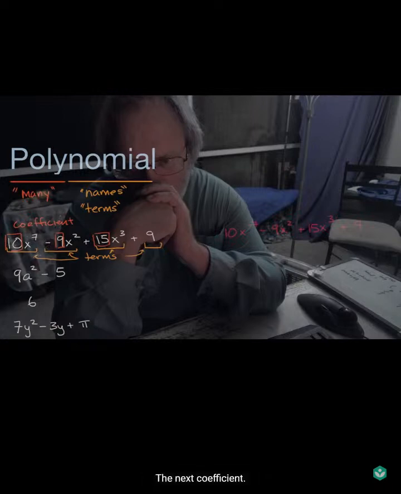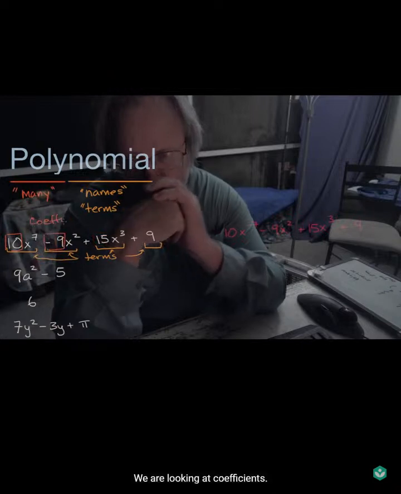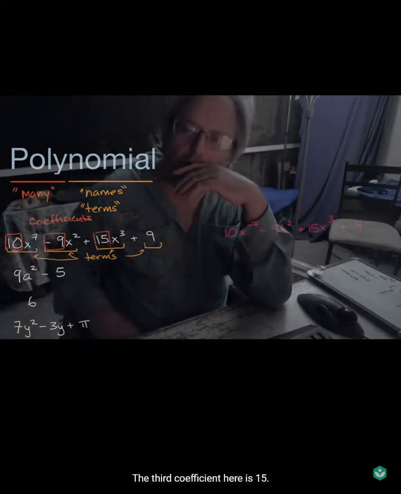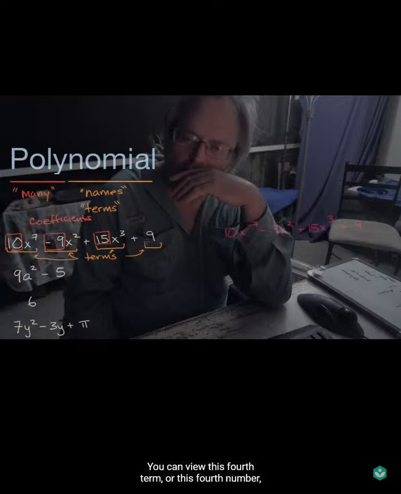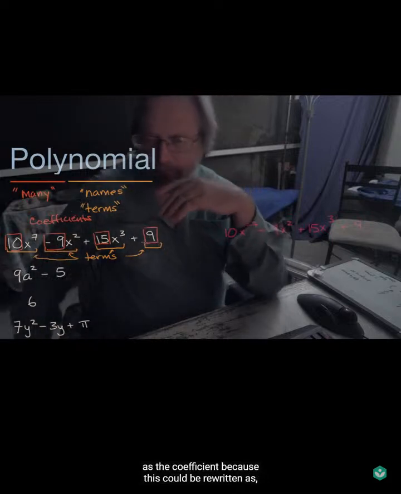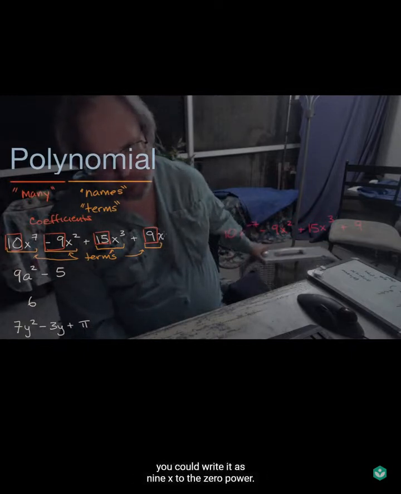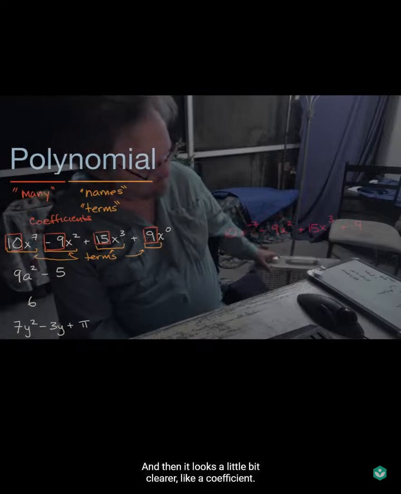The next coefficient, and actually let me be careful here, because the second coefficient here is -9. So we are looking at coefficients. The third coefficient here is 15. And you can view this fourth term, or this fourth number, as the coefficient, because this could be rewritten as, instead of just writing it as 9, you could write it as 9x to the 0 power. And then it looks a little bit clearer like a coefficient.